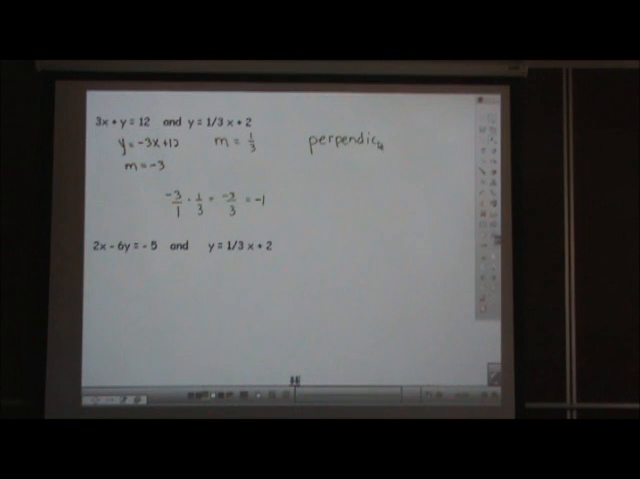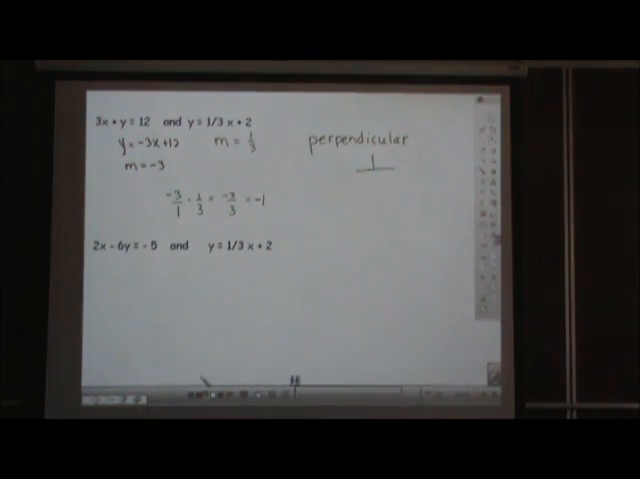Now, if you're like me, you don't like to write that word out completely because it takes a little while. The symbol in geometry and mathematics that stands for perpendicular is that upside down T. So you can draw the upside down T, just make sure I can read it.